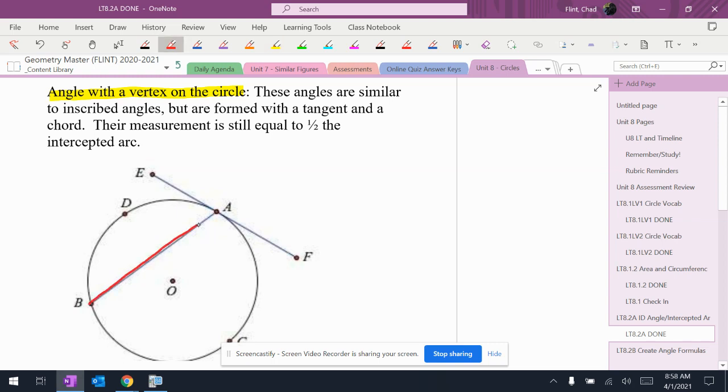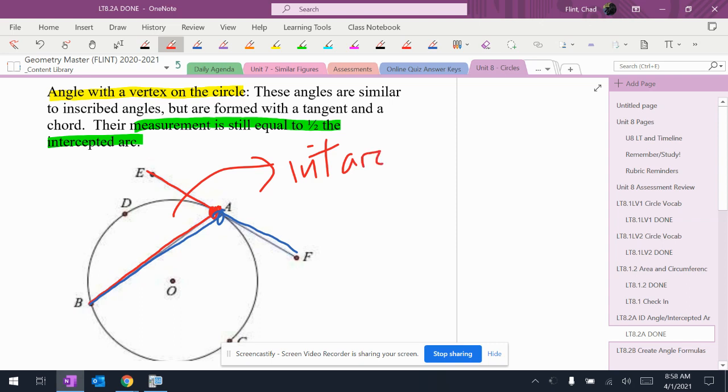So I've got two of them here. I've got this one. There's the vertex. And then I've got this one. There's the vertex. So the vertex is on the circle. And the good news is their measurement is equal to half the arc, just like it was before. So if I take this red angle, the intercepted arc is BA, and I could write BDA.